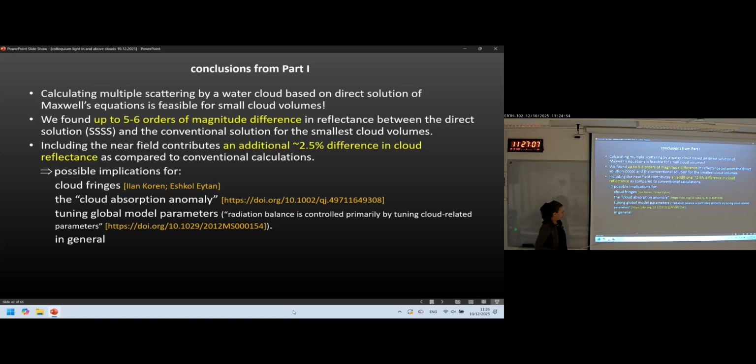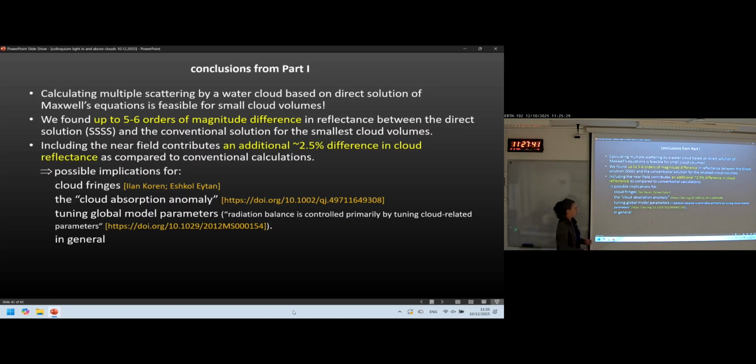There's also a phenomenon called the cloud absorption anomaly that's been around for decades, and some people claim it's not an anomaly, where clouds appear to absorb too much. But why do they appear to absorb too much? Because they measure flux reflected and flux transmitted through, and then compare to calculations. If the calculations are off on reflectance, then they're misestimating this absorption. Maybe part of their misestimation is they're not actually calculating the reflectance correctly.